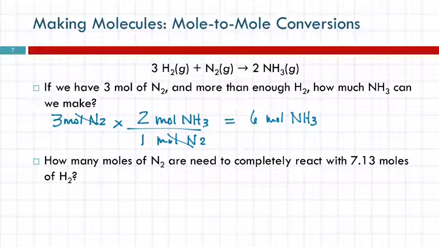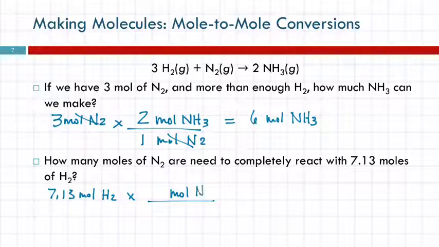That one had nice small whole numbers in it, but oftentimes they're not nice small whole numbers. So let's look at this example. How many moles of nitrogen are needed to completely react with 7.13 moles of hydrogen? So this number's a little messy. Same process. 7.13 moles of hydrogen. And what we want to know is how many moles of nitrogen would we need to completely use up that hydrogen. So this is what I'm trying to get, and then I'm going to divide by this unit, moles of hydrogen.